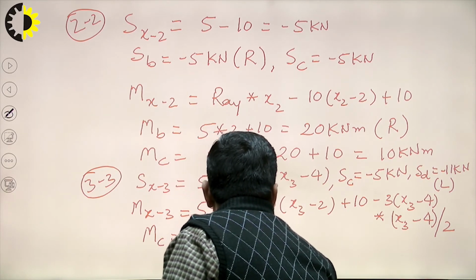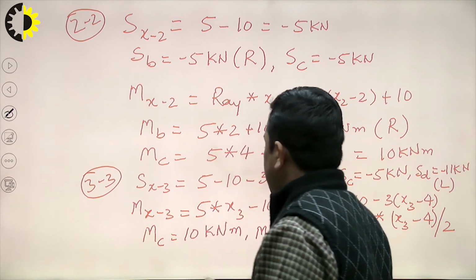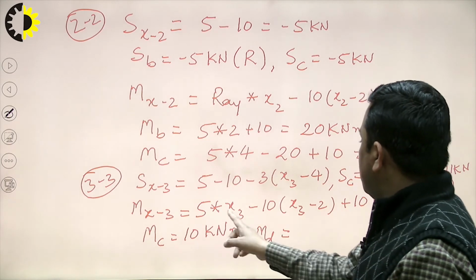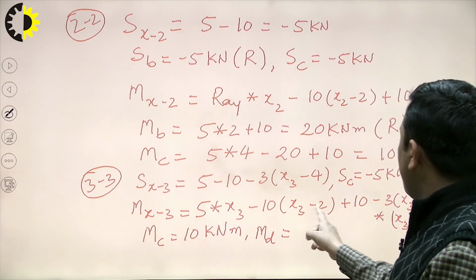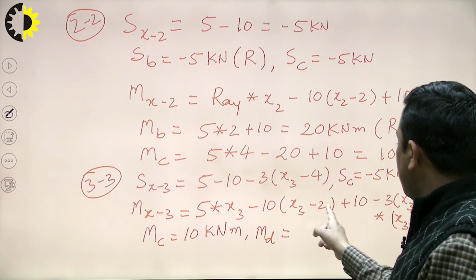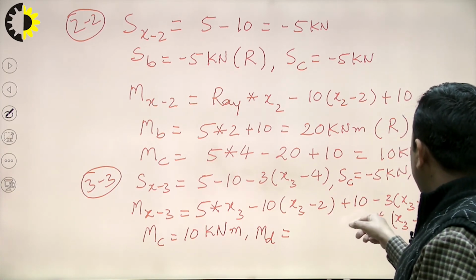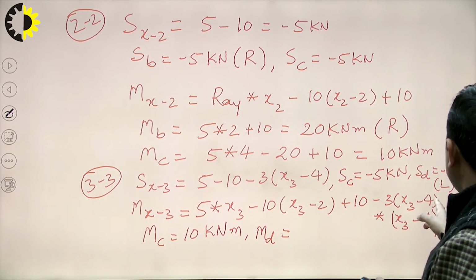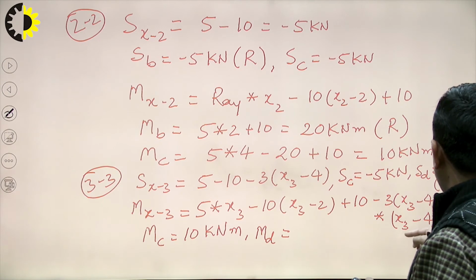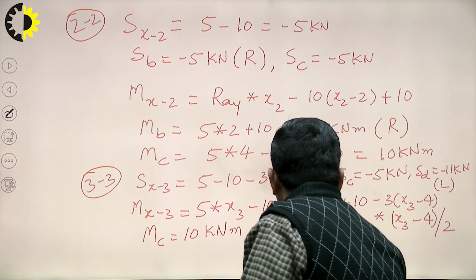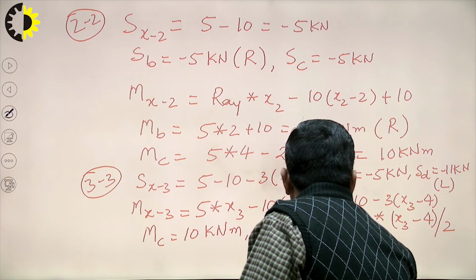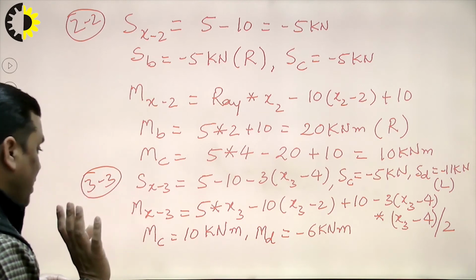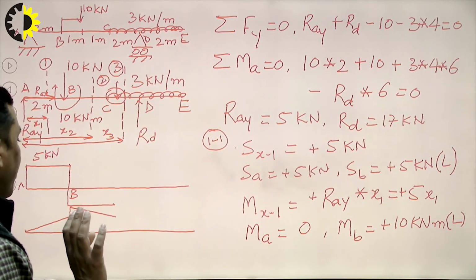point D the distance is how much? 6. So, now put the value 6. So, 5 into 6, 30, 30 minus 40 minus 10 plus 10, 0, then 6 minus 4 it is 2, and this 2 is getting cancelled. So, minus 6 kilonewton meter it is coming out for point D, minus 6 kilonewton meter. So, I hope the calculation is quite clear. Okay. Now, we can draw this.